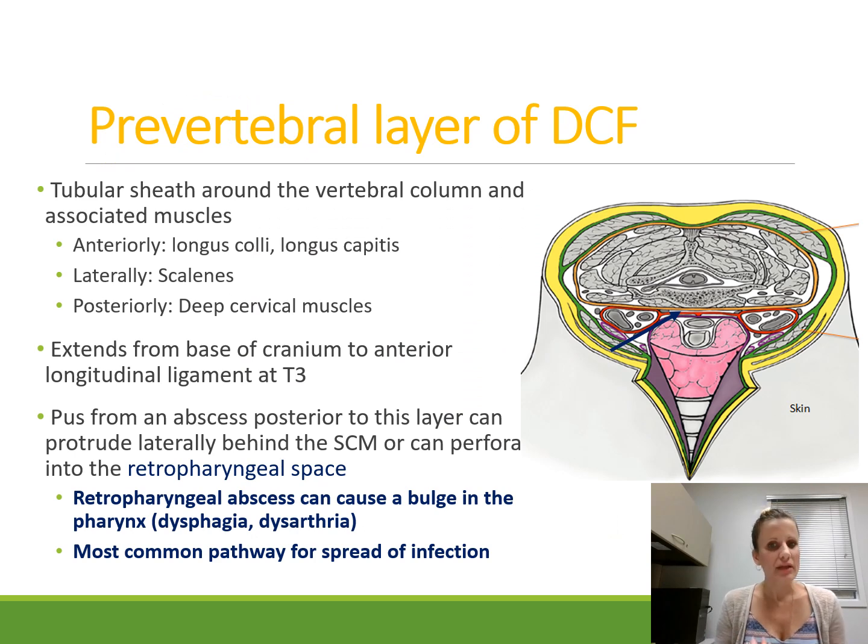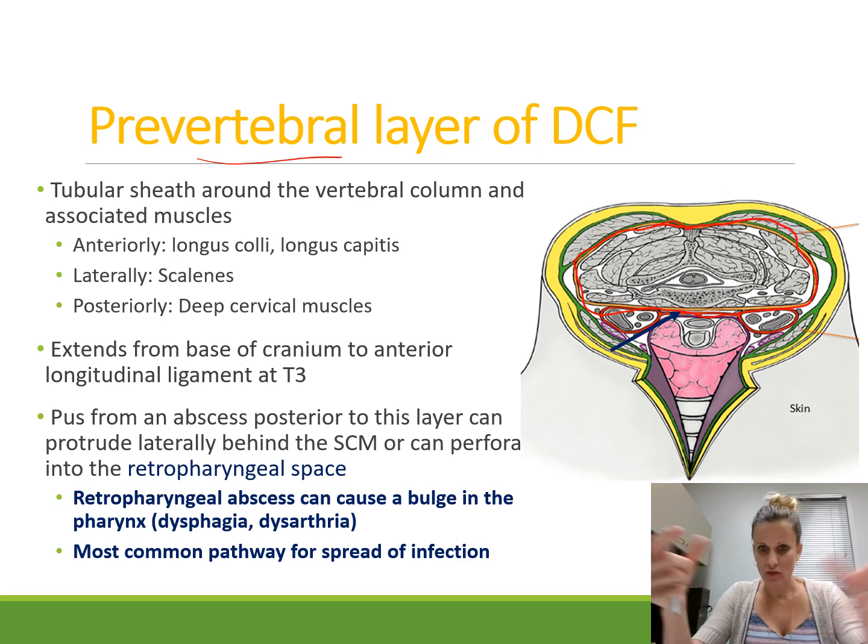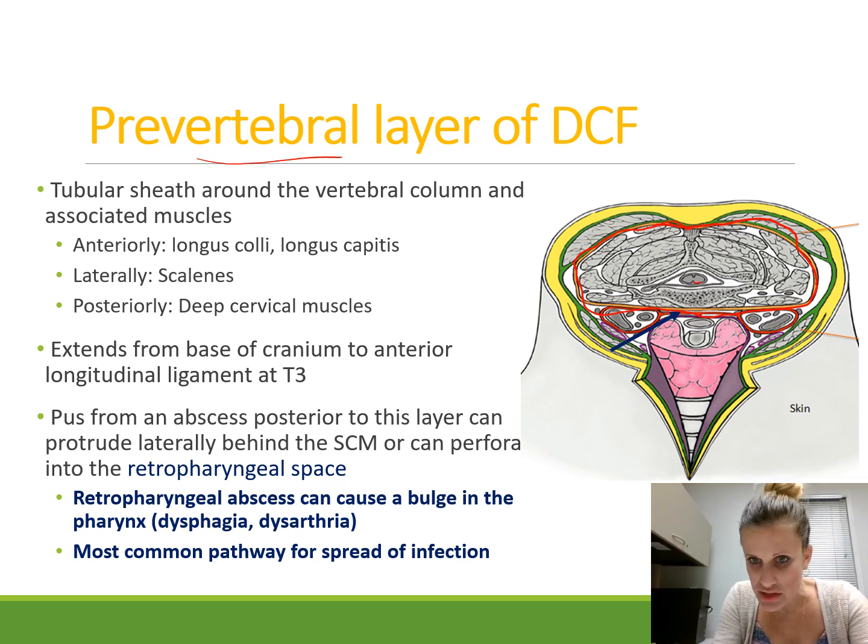The prevertebral layer is the deepest or innermost layer of the deep cervical fascia. The prevertebral layer is a tubular sheath that surrounds the vertebral column and the associated muscles. So real quick, looking over here, this is in orange, right? So you can see the deep layer in orange that's enclosing all of the centralmost structures. In the very center here, you can see the spinal cord. And surrounding the spinal cord, this is showing you one of the vertebrae.